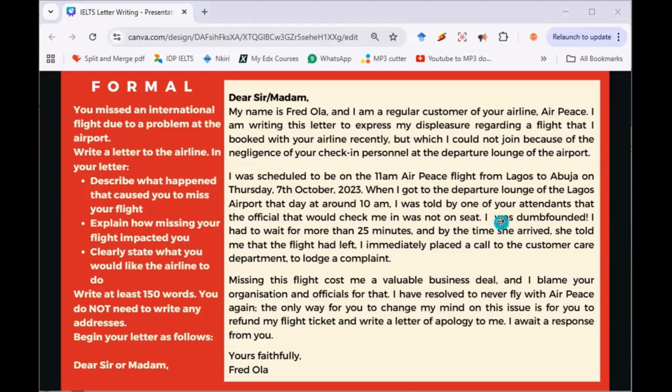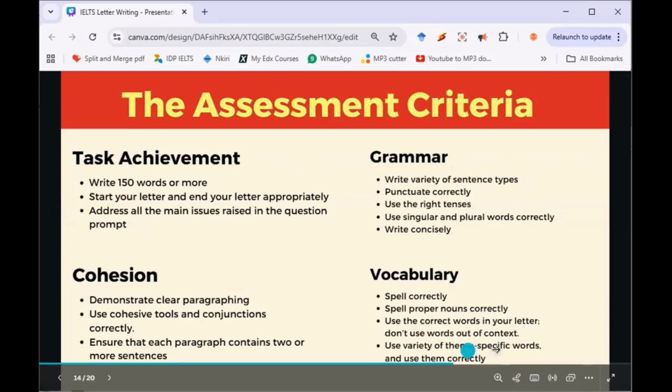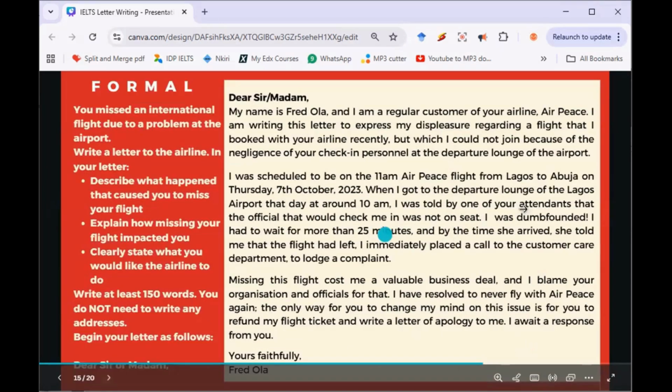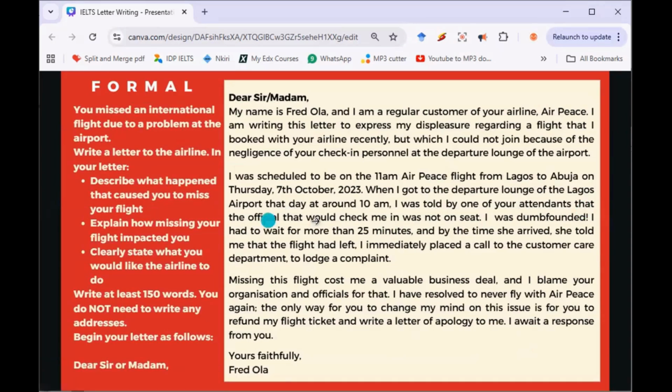So, there's something else I want to point out here. When I was talking about vocabulary earlier on, one of the things about vocabulary is you should also use theme-specific words. Theme-specific words. Now look at this letter here. This word here, the official that will check me in. This is a word that has to do with airports. It has to do with air travel. This letter is about missing a flight. So check me in is a theme-specific word that has to do with air travel.